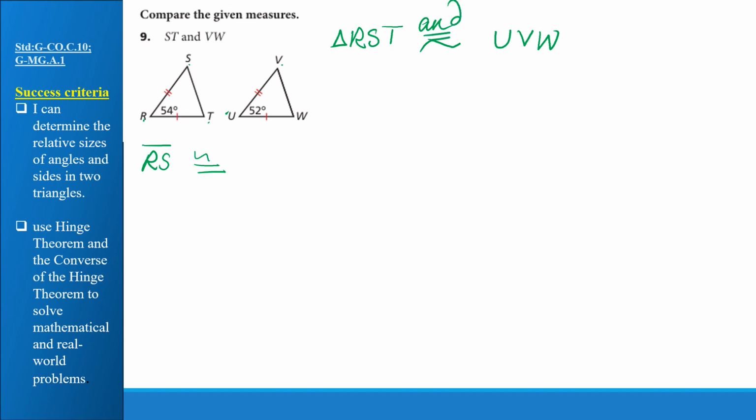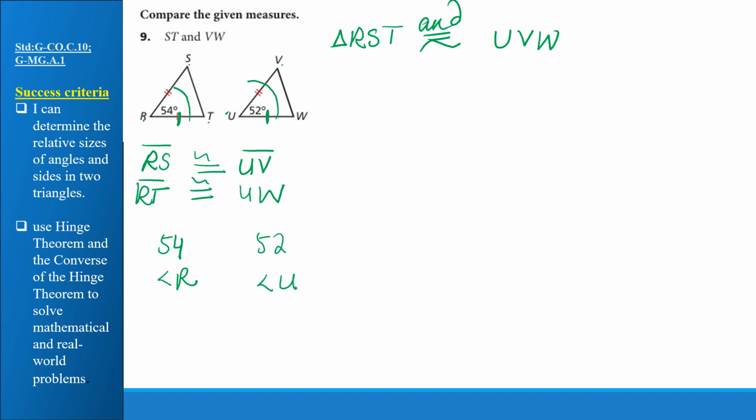So I am saying that RS is congruent to UV. And I know that this line shows that these two sides, RT, is also congruent to UW. Now, what is the included angle? The included angle between the two sides is 54. That is angle R, right? And the included angle of the other triangle is 52. That is angle U. Now, what is bigger? 54 is bigger. So that's why angle R is bigger.